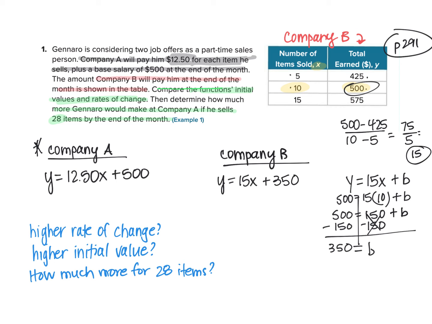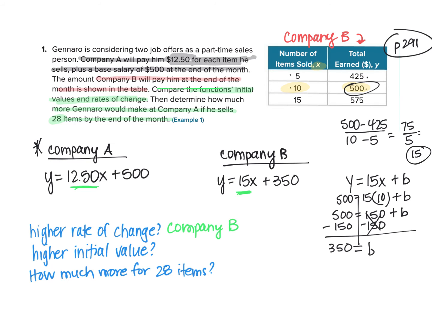All right, I just wrote the 3 questions in blue, so pause the video and try those 3. All right, the higher rate of change, let's start with that. I'm going to write in green. So my rate of change is right here, my slope or my unit rate. It looks like Company B has the higher rate.